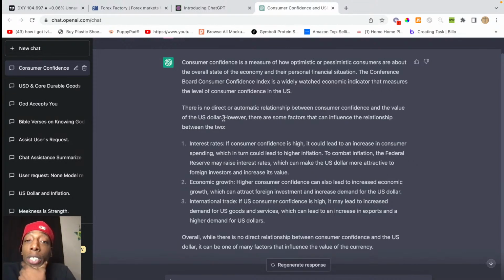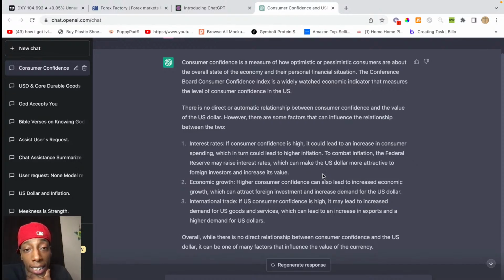So there is no direct automatic relationship between consumer confidence and the value of the US dollar. However, there are some factors that can influence the relationship between the two. Interest rates: if consumer confidence is high, it could lead to an increase in consumer spending, which could lead to higher inflation. To combat inflation, the Federal Reserve may raise interest rates, which can make the US dollar more attractive to foreign investors and increase its value.